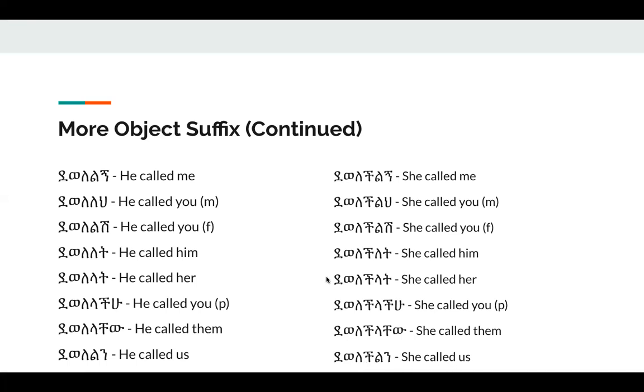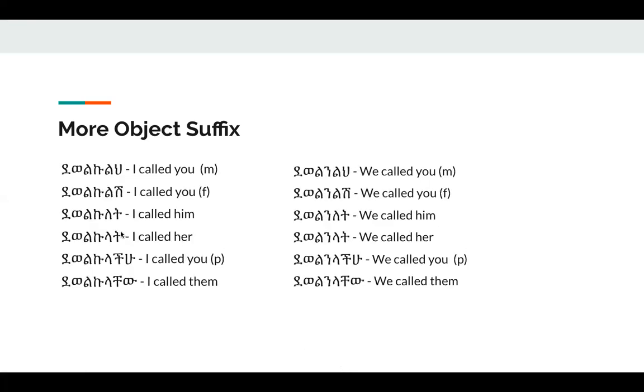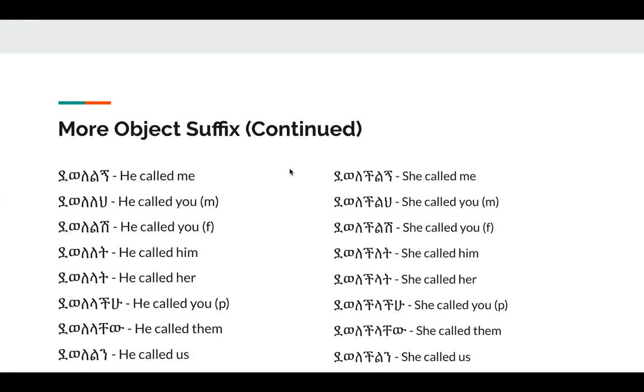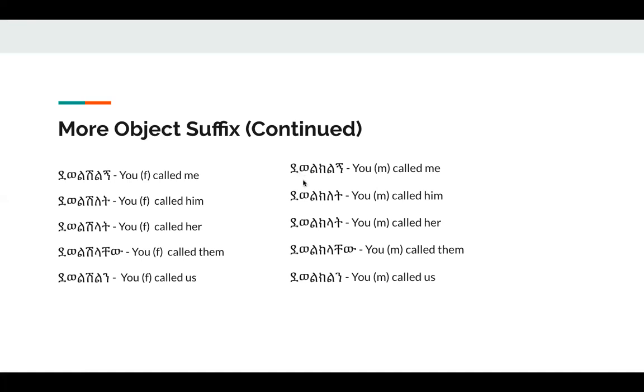And notice this time, for he and she, there's 8 different combinations. If you count these from top to bottom, there's 8 different combinations. Here, there's only 6, and here there's only 6. It's because for here, you can say he called you, but for here you can't say you called you, right? That doesn't make any sense. So that doesn't exist in Amharic. Or you called you guys. That doesn't make any sense. So 3 of the combination options have been removed.